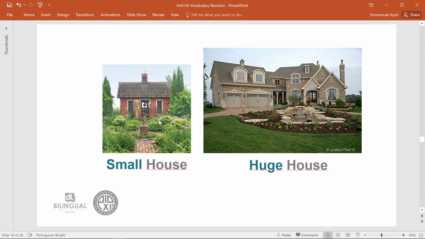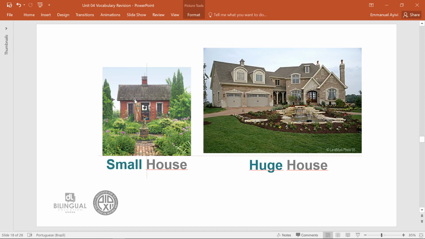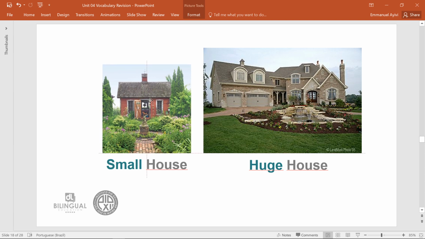And the final example of adjective and noun in our example here is a house. So this house is the noun, this house is also a noun. But the adjective here is small house. So this is a small house. Alright, this is a small house. And this is a huge house. Okay, this is a huge house. Perfect.